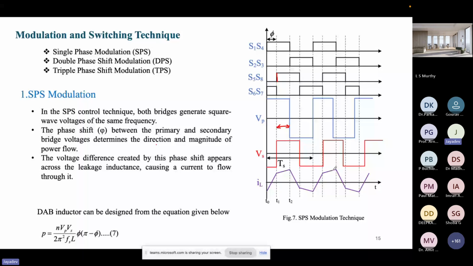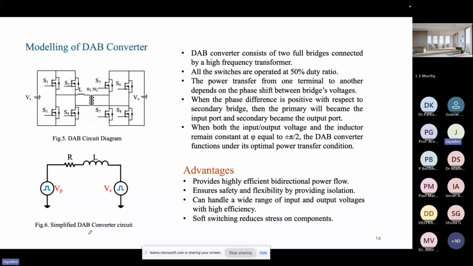And equation 7 decides how much power will flow. This equation represents the power versus the phi angle, the phase shift. How much phase shift will decide how much power. If you want to design this leakage inductor, the designing process is very crucial.